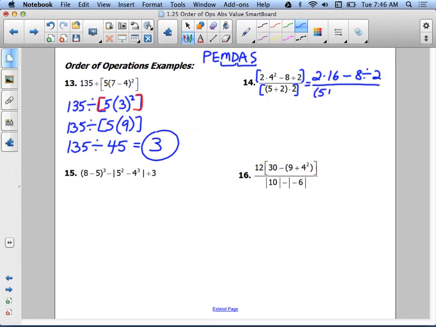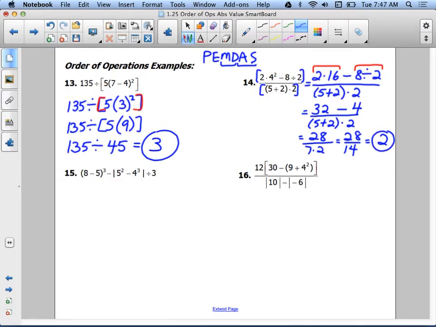I'll recopy my denominator. Okay? Continuing to work on the top, I see that I have some multiplication and division. That would be next in the order of operations. So I'll do 2 times 16, which is 32, and 8 divided by 2, which is 4. Copying the bottom again. The top will be 28, and now I can work on simplifying the bottom. I'm going to do my parentheses first, which would give me 7 times 2, 28 divided by 14, and that's going to give me an answer of 2.